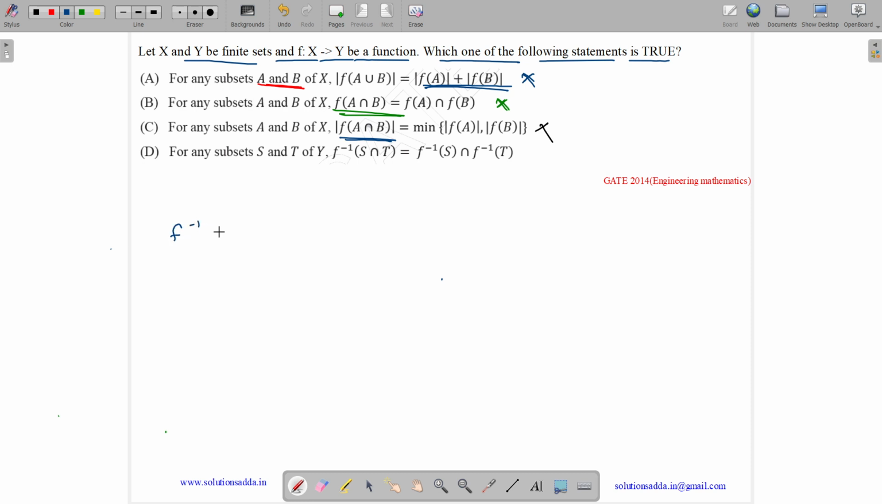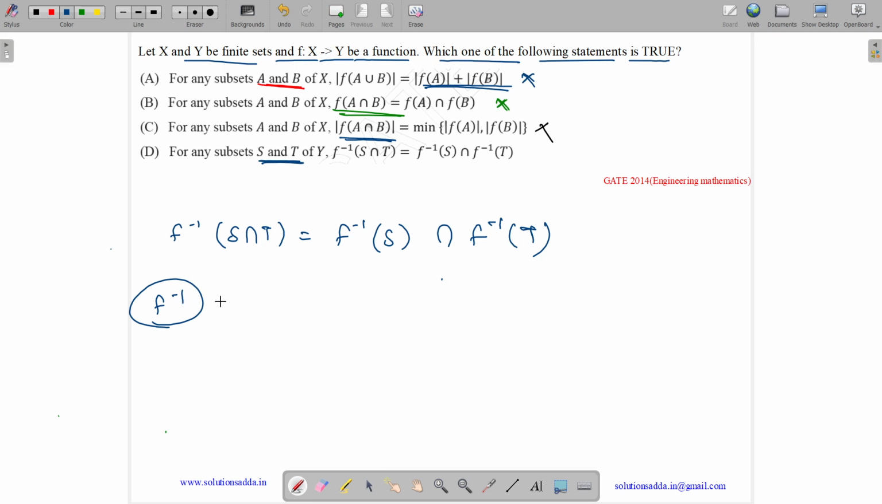So what is it saying? f inverse of S intersection T equals f inverse of S intersection f inverse of T. f inverse means pre-image. The sets S and T. So it is given that we have an inverse for a function. What is f inverse? f inverse means inverse of a function. So when is the inverse of a function defined? Inverse of a function is possible only when the function is one-one and onto. One-one and onto means the function is bijective.